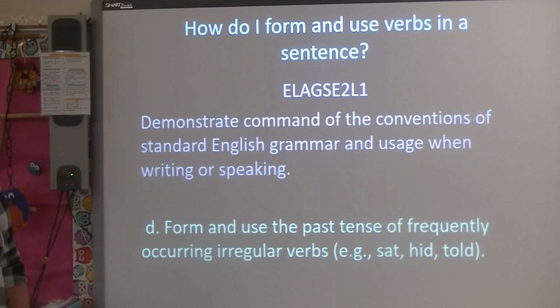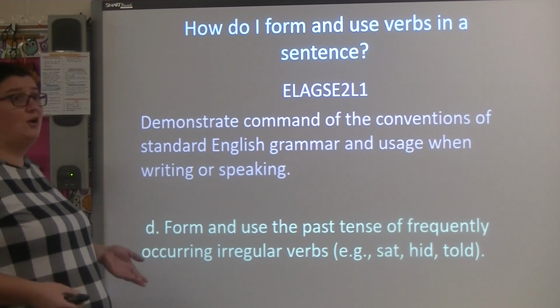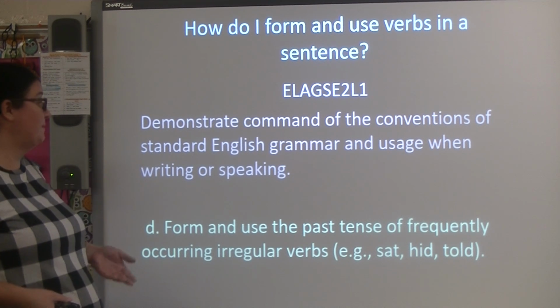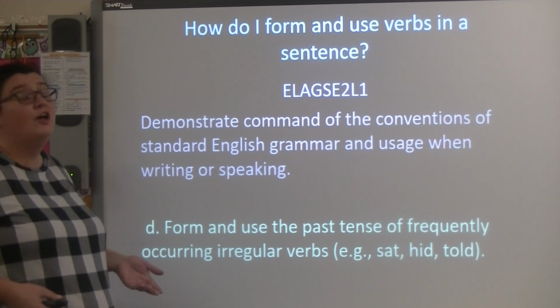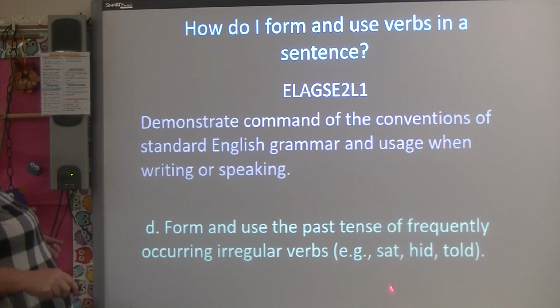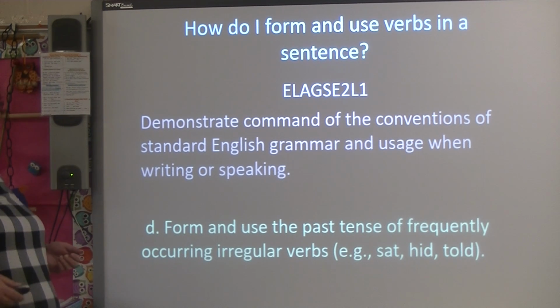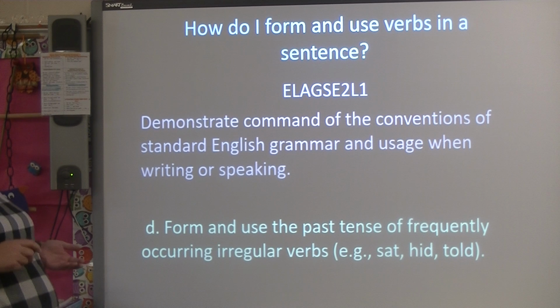Those are rule breakers. Normally, last year you learned to make a word mean past tense, it's already happened, we add the suffix -ed. We're going to learn the rule breakers this year. Some like sat, hid, and told. But before we get there, we'll review what a verb is. So our essential question today: how do I form and use verbs in a sentence? Any kind of verb.